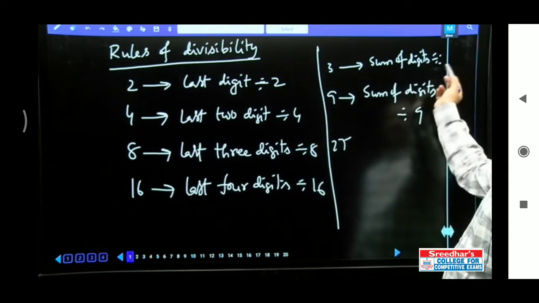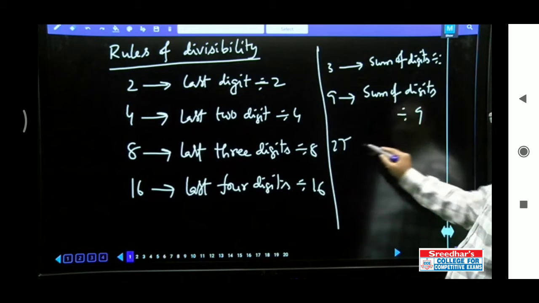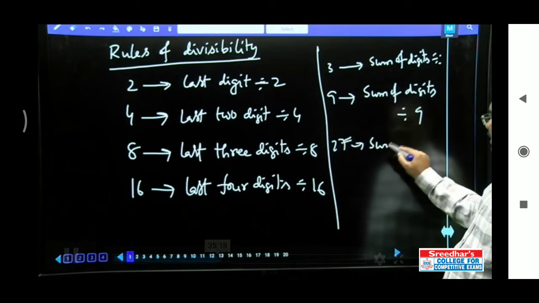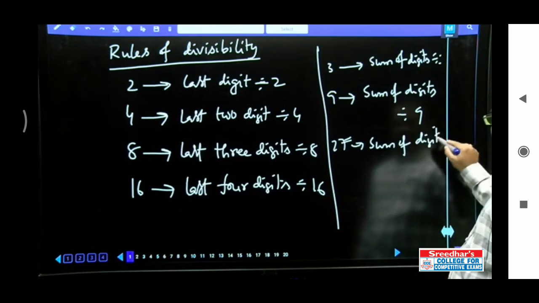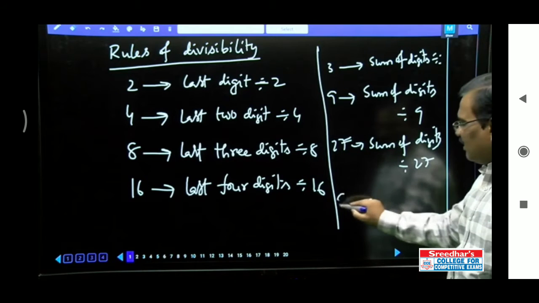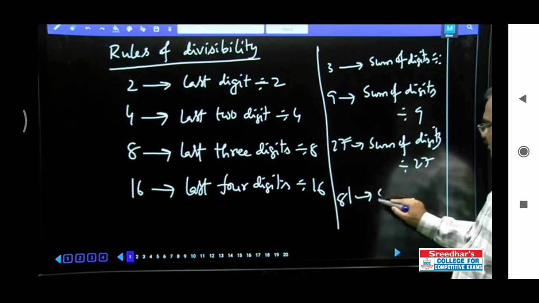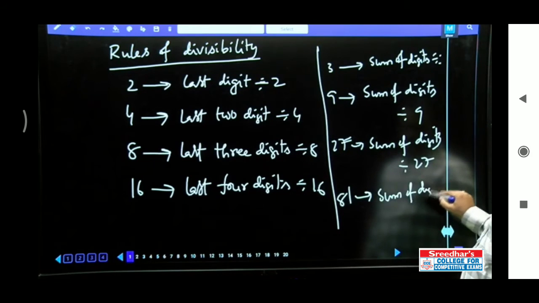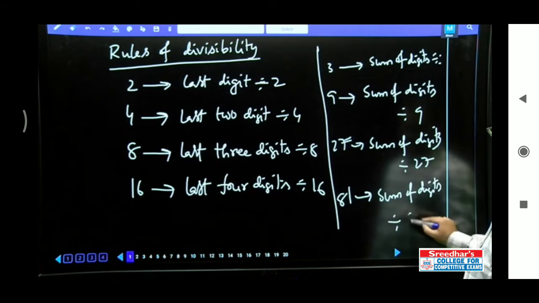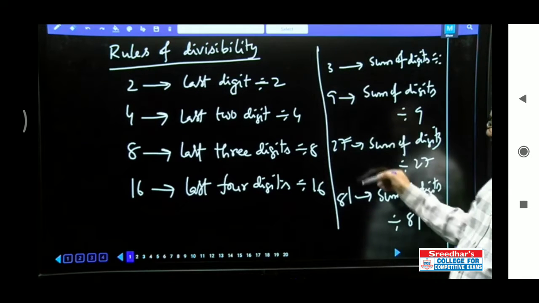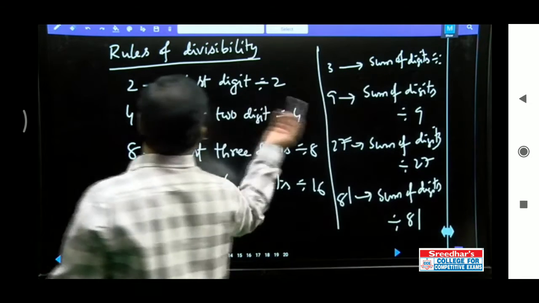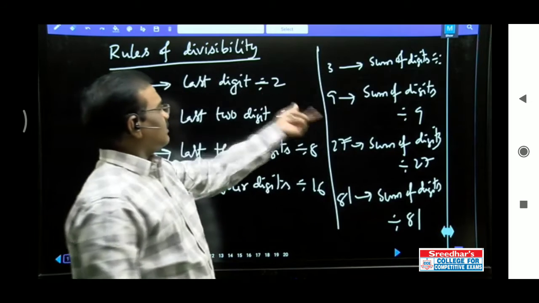అలాగే 3 powers. Sum of the digits is divisible by 9. Sum of the digits is divisible by 27 అవ్వాలి ఇక్కడ. And 81 కూడా అంతే. 81 sum of the digits is divisible by 81 అవ్వాలి. 3 multiples: 3 power 1, 3 square, 3 cube, 3 power 4. ఓకే. సో రెండు ఒకేలాగా. అక్కడ సమ్ ఆఫ్ ద డిజిట్స్, ఇక్కడ లాస్ట్ డిజిట్స్.